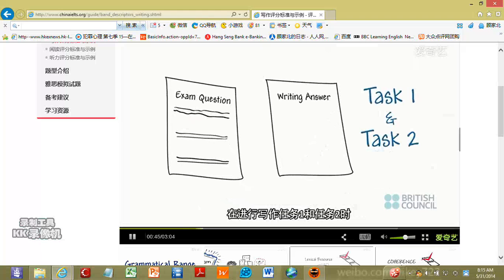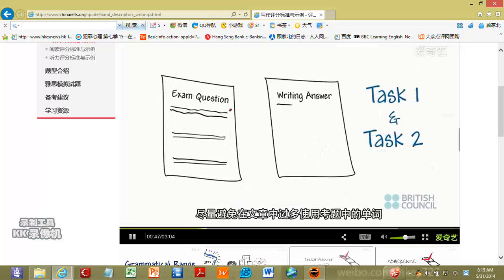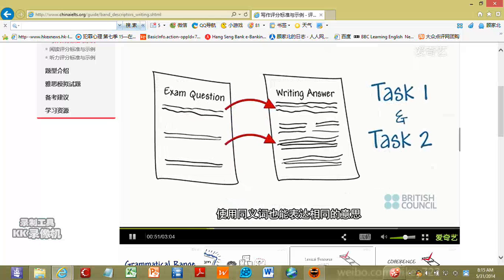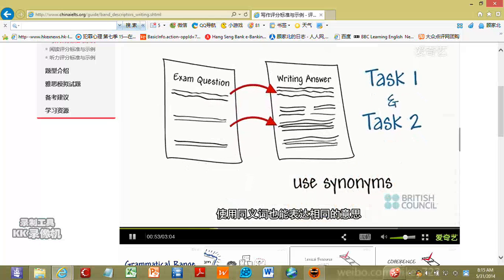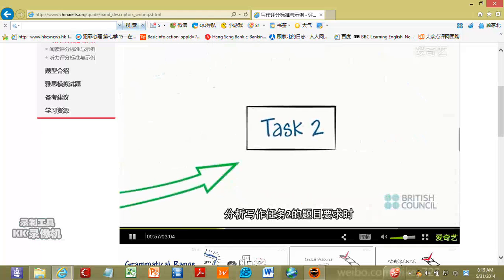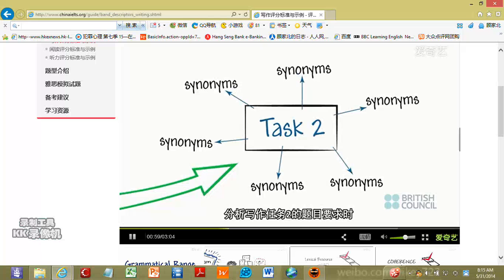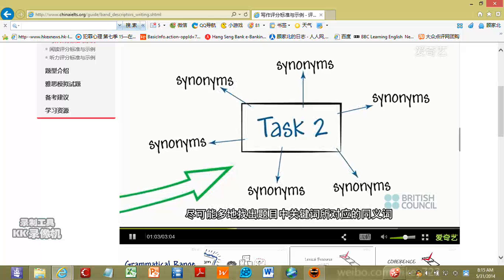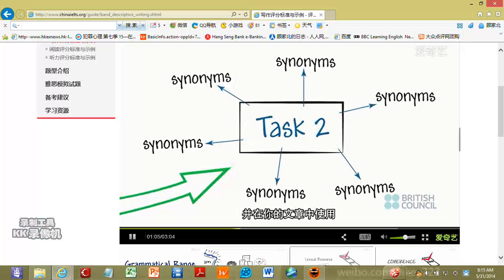For both Task 1 and Task 2 answers, try not to use too many words from the exam question in your response. Again, using synonyms can help here to reflect the same meaning. When analyzing your Task 2 exam question, you can brainstorm synonyms for the key words in the question and use these throughout your essay answer.